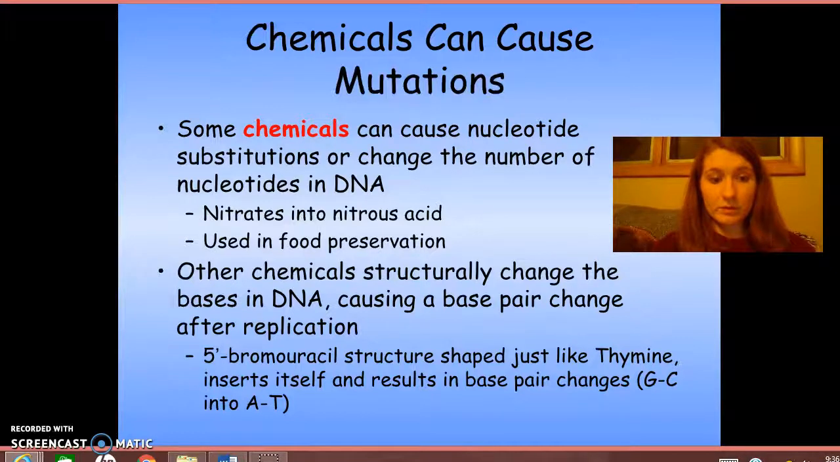Here's an example. 5-bromouracil is shaped just like thymine, so it can insert itself into that thymine spot, and it results in a base pair change, changing the base pairing of the DNA.